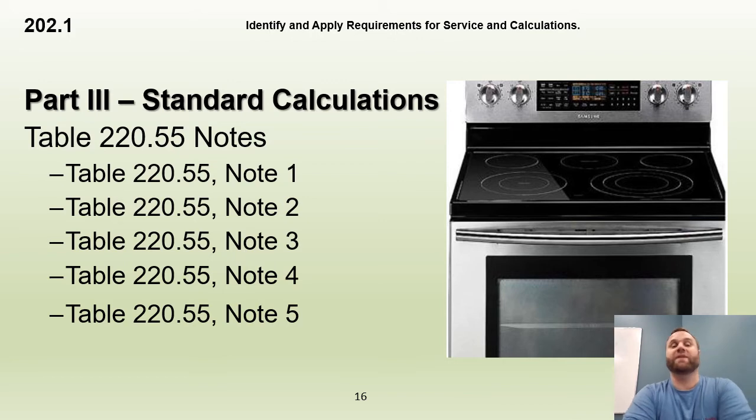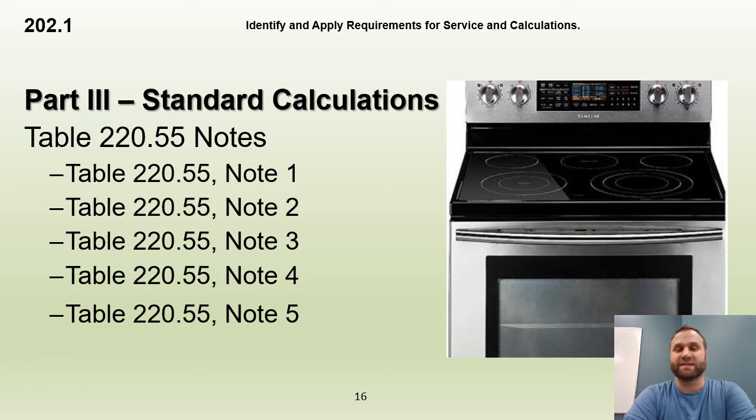Now, table 220.55 at the very bottom has notes, has 5 sets of notes for you to be aware of. These notes are extremely important in using table 220.55. So as we move on from here, we are going to look at these 5 different notes and how they apply to table 220.55. First and foremost, I want to go back to table 220.55 and make sure you understand what you're using to apply a demand factor to your cooking equipment.